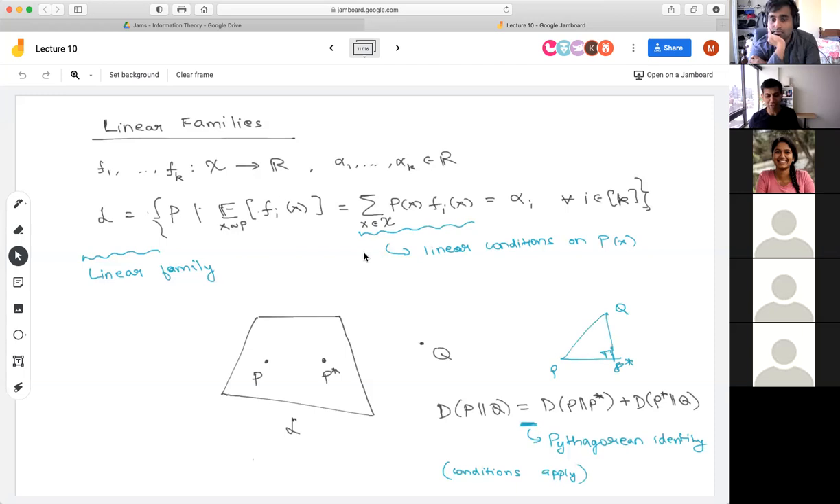And again, KL divergence is not symmetric. It's not a true distance. So this picture is only for intuition. It's not a formal equivalence. It's just an intuitive way to think about it. Any questions?